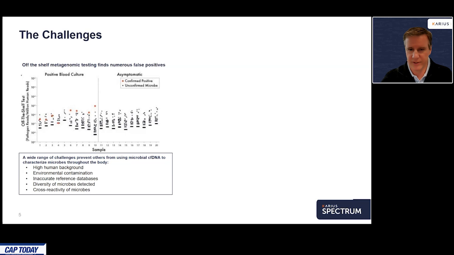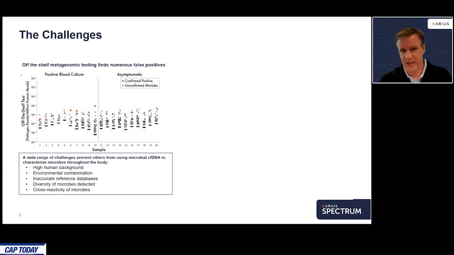And what we found through this study of 20 specimens, 10 on the left with confirmed culture positive infections and 10 on the right from essentially healthy individuals, is that there's a huge signal to noise challenge, particularly with microbial cell-free DNA, where the signal we're interested in is highlighted in these orange dots. That's the concentration of the microbe cultured out of the blood specimen. And all of the blue dots are false positives from a variety of different sources.